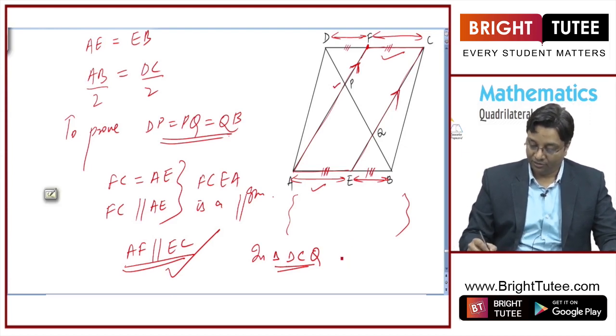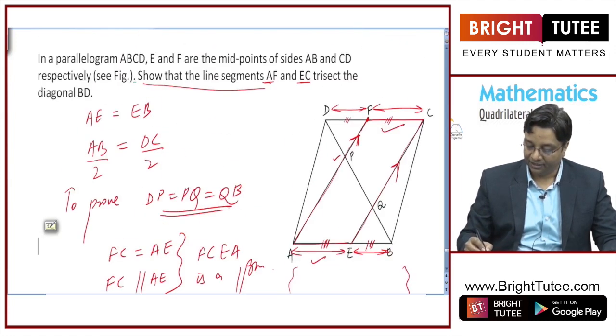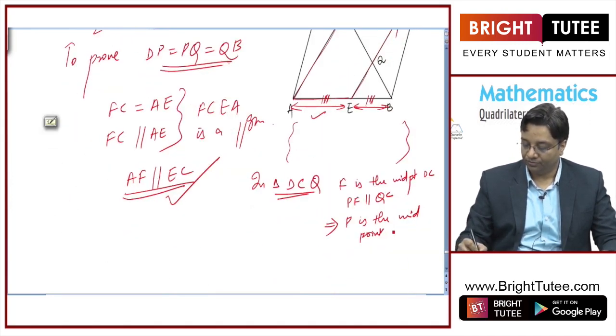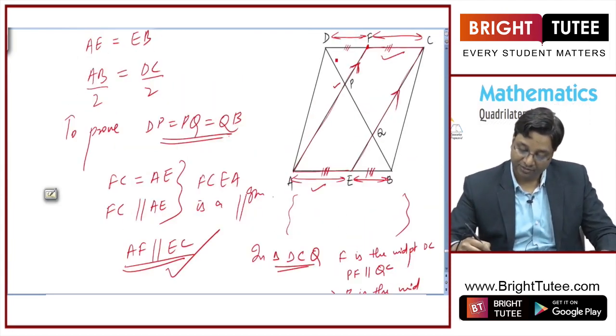So in triangle DCQ, F is the midpoint of DC, PF is parallel to QC, hence you can say that P is the midpoint of DQ, right? So P is midpoint of DQ, that means DP is equal to PQ, right?